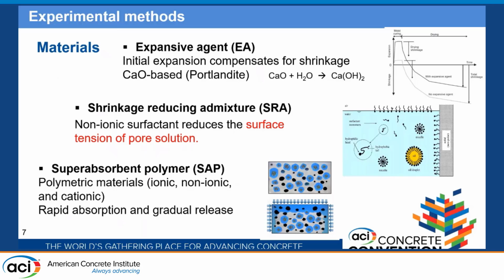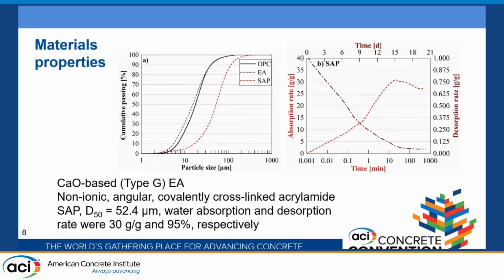I use these 3 materials you see on this slide: expansive agent, shrinkage reducing admixtures, and super absorbent polymer. Briefly, initial expansion by the expansive agent reduces the later age shrinkage. Shrinkage reducing admixtures, a non-ionic surfactant, reduce the surface tension of the pore solution. Super absorbent polymers are polymeric internal curing materials. They absorb a lot of water quickly and release it to the matrix gradually to extend the hydration and compensate for the self-desiccation.